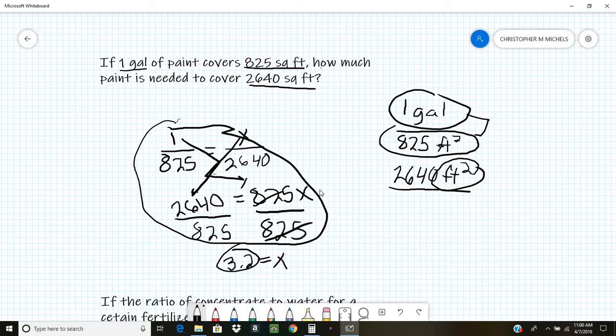So we look at this one. We got 3.2. That answer makes sense because if 1 gallon covers 825, and we increase the area by about 3, notice the gallons increase too. So again, like I was saying, you can ask yourself or troubleshoot these problems whether or not you got it right. As the square feet went up, the gallons went up with it. So again, it just kind of proves our direct proportional relationship.